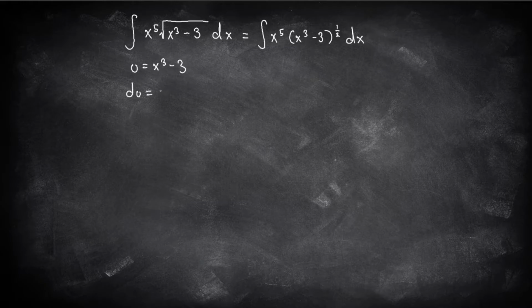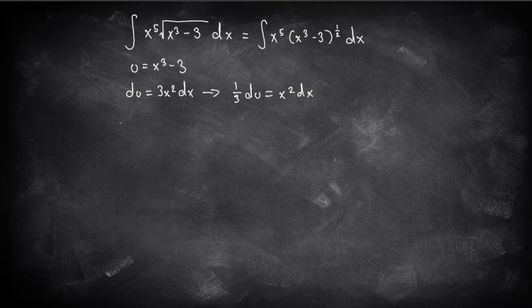The derivative of x cubed is 3x squared. The derivative of negative 3 is 0. And we leave behind a dx. Well, we don't have a 3x squared here, but let's just move a 1/3 to the other side. So this becomes 1/3 du is equal to x squared times dx. And there is an x squared in here, but it's just separated.